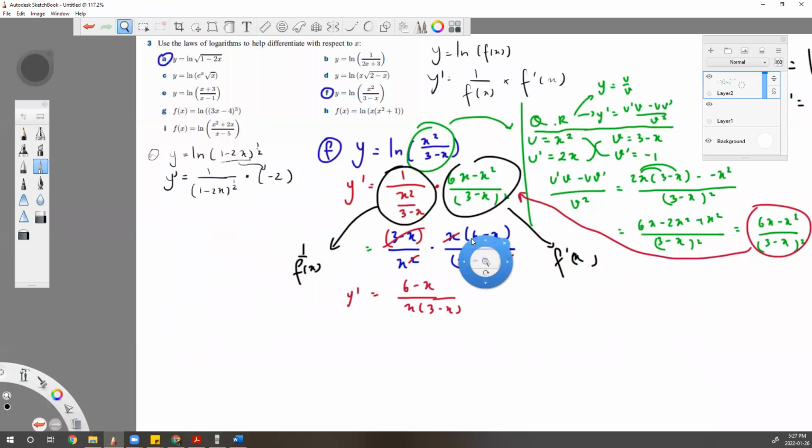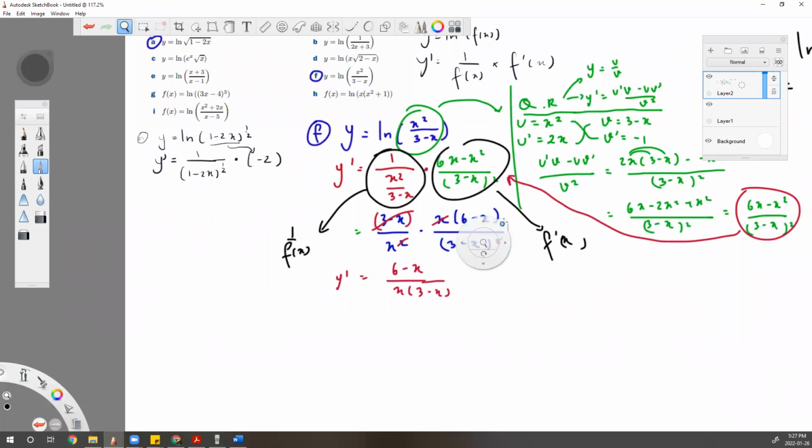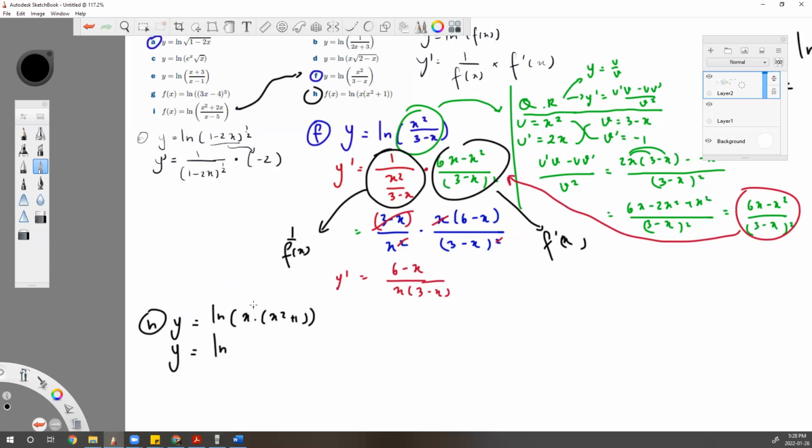So let's go for number H. It's quite similar to question F. So y equals ln of x times x squared plus 1. It's clearly seen that it's the product rule. But we can simplify. Before we do the product rule, we better make it a simpler way: x cubed plus x. And you don't have to do the product rule at all.